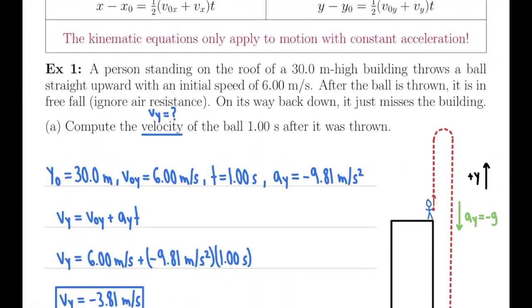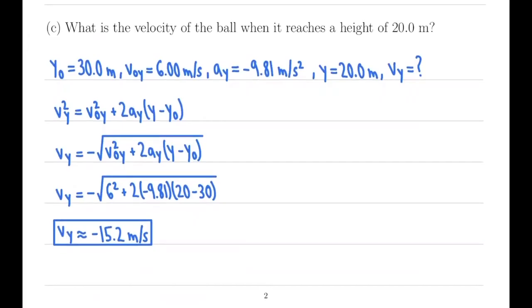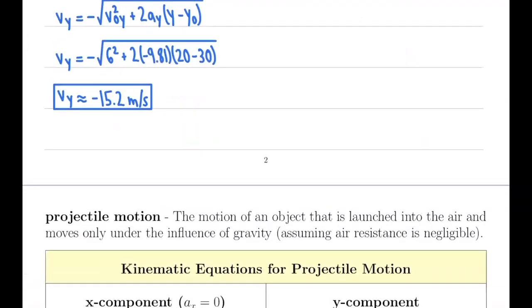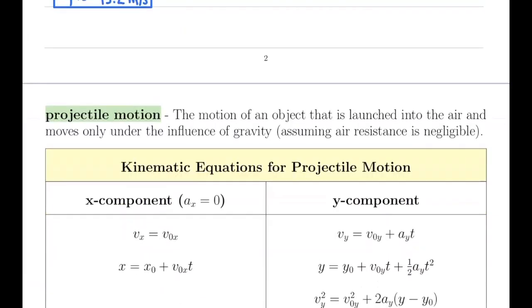Pretty much one directional. So now that we did free fall, let's talk about projectile motion. Projectile motion is the motion of an object that is launched into the air and moves only under the influence of gravity. And again, we're assuming negligible air resistance.